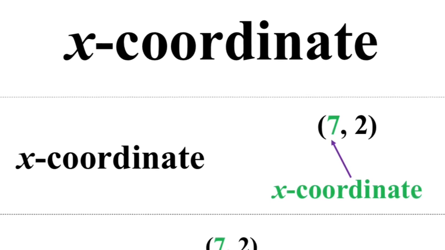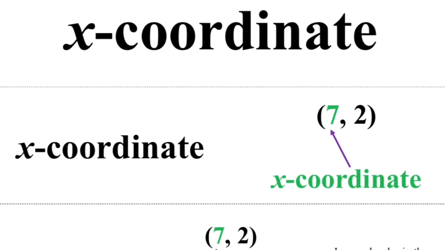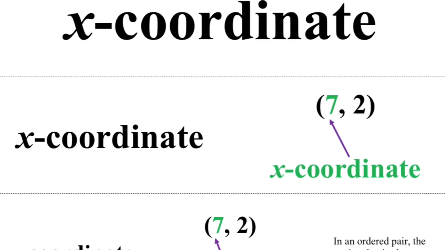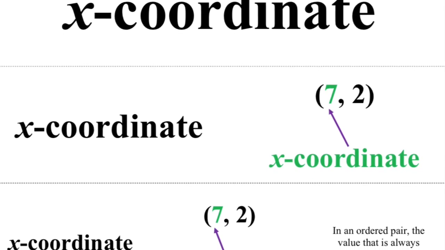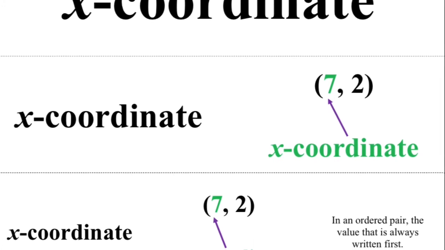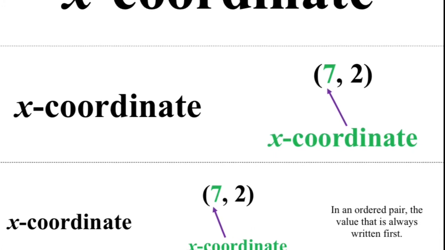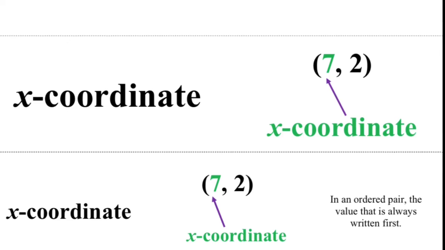The x-coordinate in an ordered pair tells you how far you're going to go to the left or to the right. If the x-coordinate is negative, then you go left that many spaces. If it's positive, then you go right that many spaces.